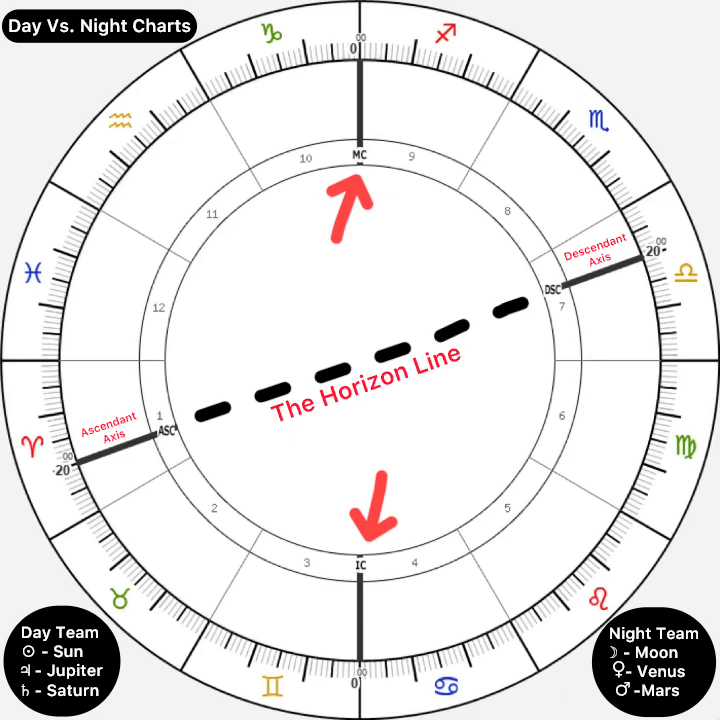So all 4 of these collective points are known as floating points or floating angles. Now also the MC is the Medium Coeli, which is known as the top of the heavens. The Medium Coeli deals with your career and reputation, and this will range anywhere from houses 12 to 7.